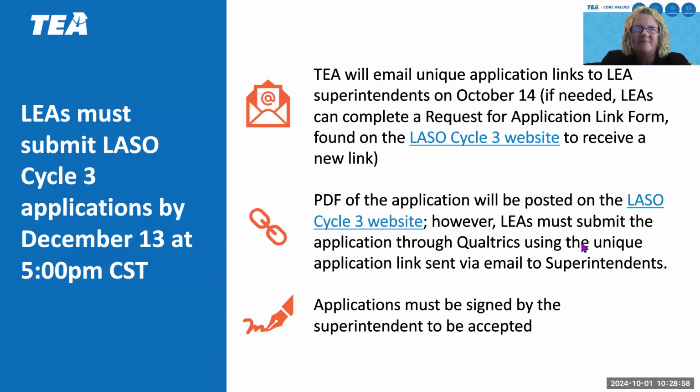And then again, the blank PDF of the application will be available on the LASO 3 website at that top bar as a way to look through the grants ahead of time, but this is not the official application and cannot be accepted as such. You still do need to apply through Qualtrics, but we've had requests for a copy of the application as you go through it or as a planning measure to be able to decide on which grants with your teams before you decide to open the Qualtrics application and proceed. Again, applications must be signed by the superintendent in order to be accepted.